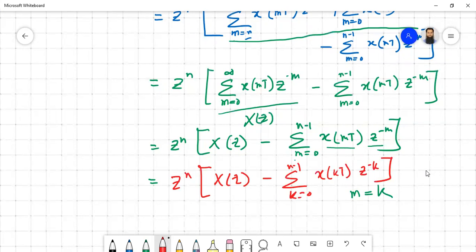Time advance is a bit complicated at times because you also have to find out the initial values and you have to subtract those as well. Okay, so let us look at one example of this.